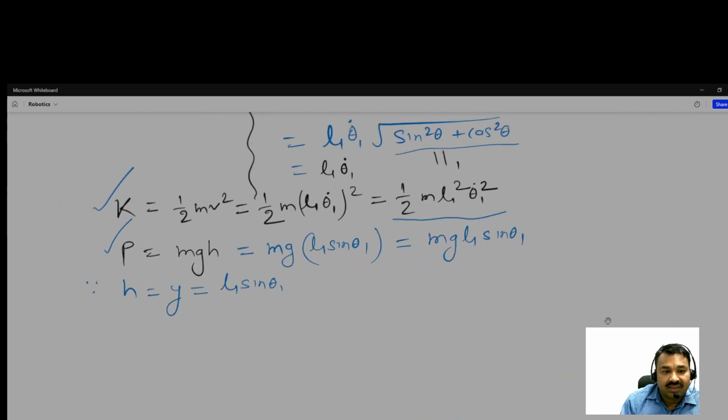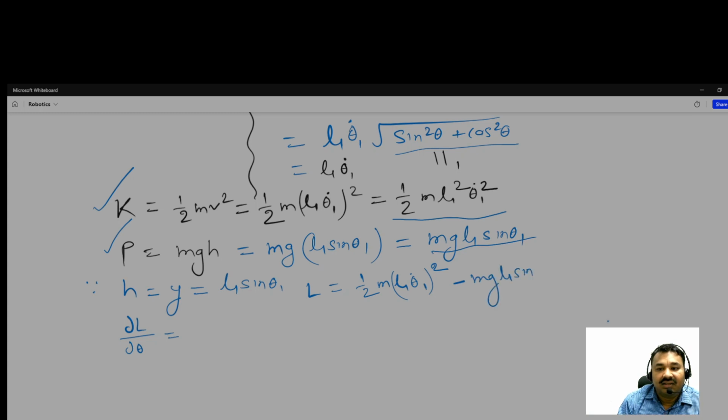So now the next step is partial differentiation of what? L with respect to theta. And L is what here? L is equal to 1 by 2 m L1 theta 1 dot, squared, minus this P, this one: mg L1 sine theta 1. Okay, so now we are going to differentiate this.